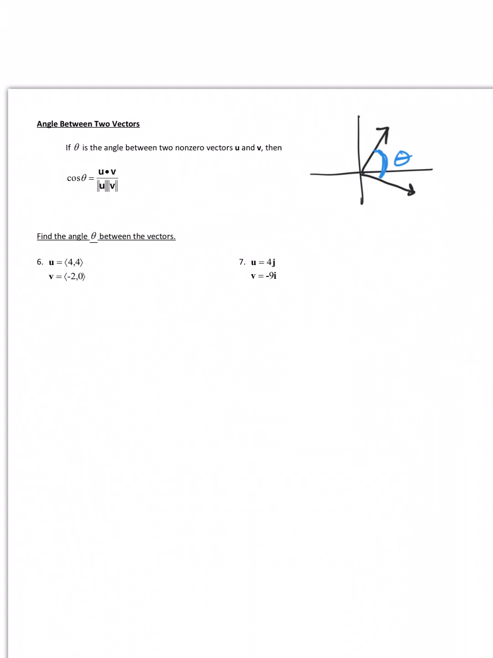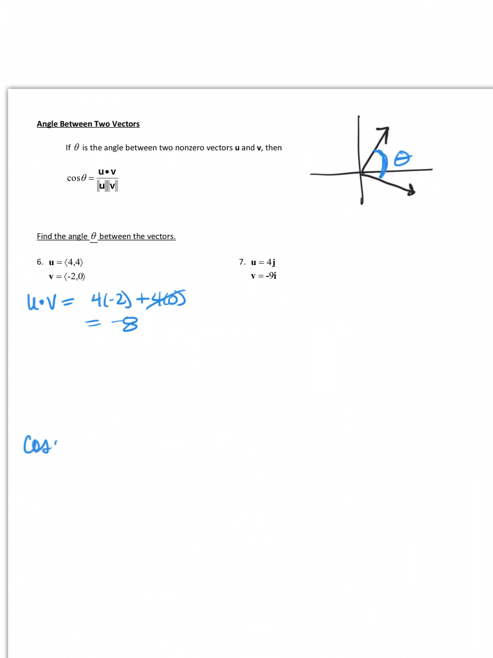Okay, so we're going to end up using cosine and inverse cosine to find that angle. So let's do number 6 here. All right, let's do this in steps. What do I need first? I need the dot product of u and v. So u dot v is 4 times negative 2 plus 4 times 0. That's going to give me a negative 8, right? Okay, so I know it's negative 8.